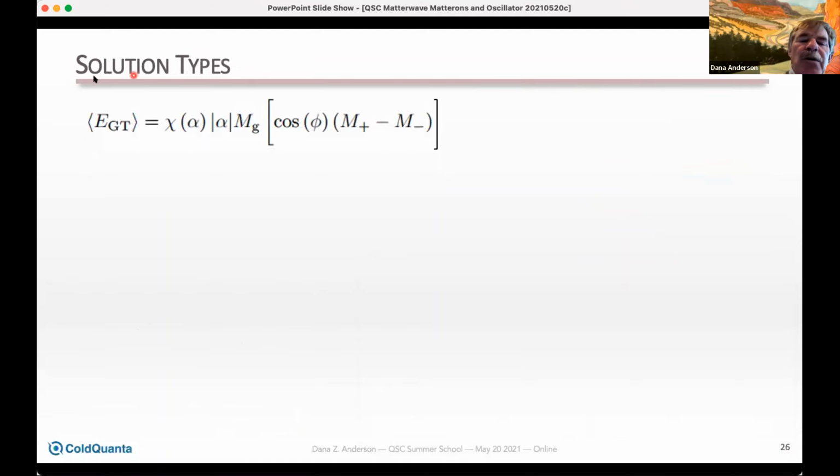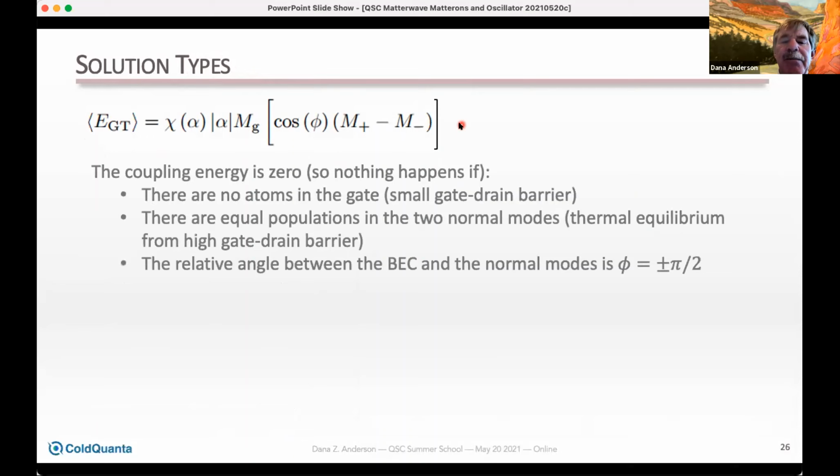All right, so the coupling energy I'm going to write this way. It's just a rewriting of the previous equation. And this coupling energy can be zero if there are no atoms in the gate. That means mg is zero. Or there are equal populations in the two normal modes, so this is zero. Or the relative angle between the oscillation of the condensate and the normal modes is pi over 2, that is cosine phi is 0.